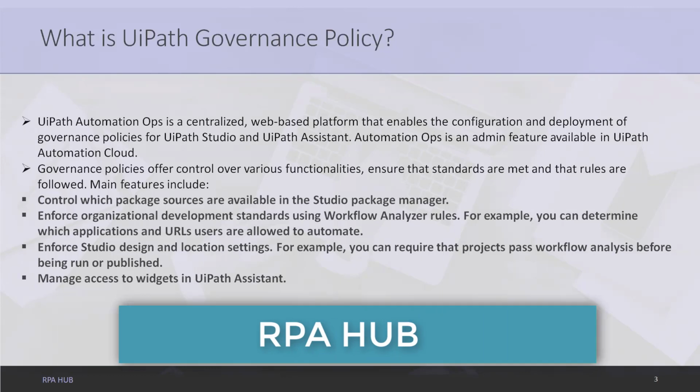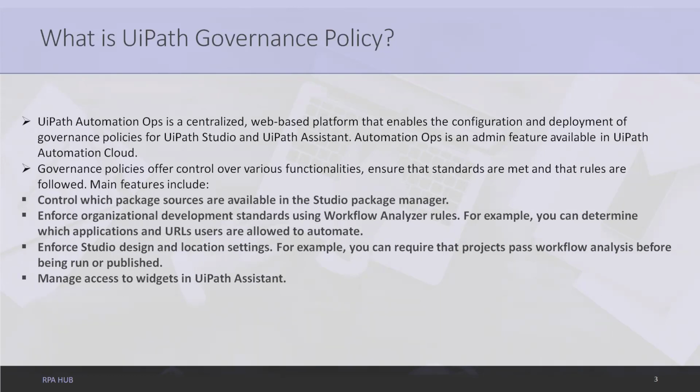The main feature is to control which package sources are available in the Studio Package Manager, and we can control it from anywhere, from any place, because in Automation Ops we have the login credential permission where we can log in from any location and even from a different system as well. Enforce organizational deployment standards using workflow analyzer rules. For example, we can determine which applications and URLs users are allowed to automate.